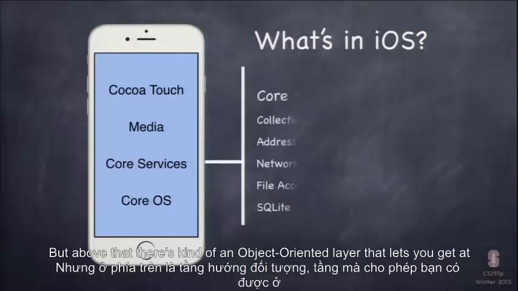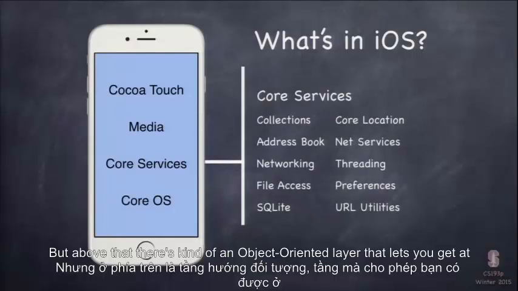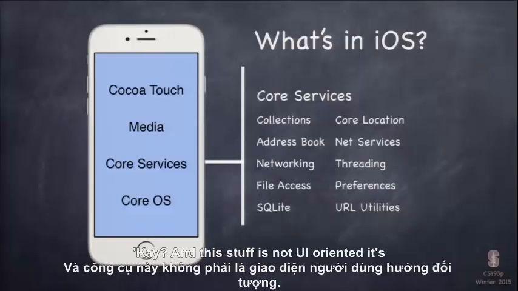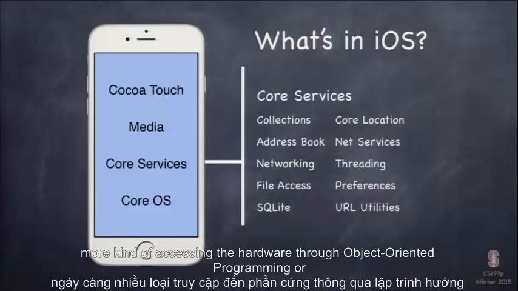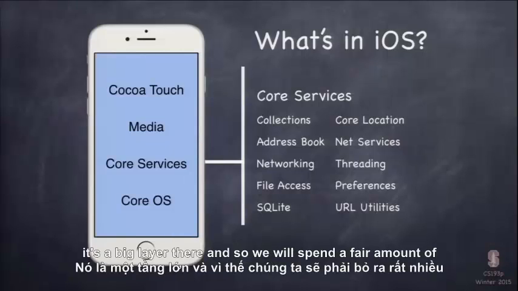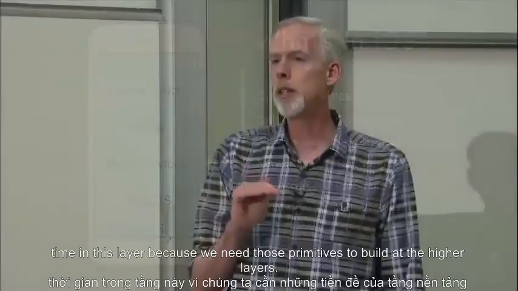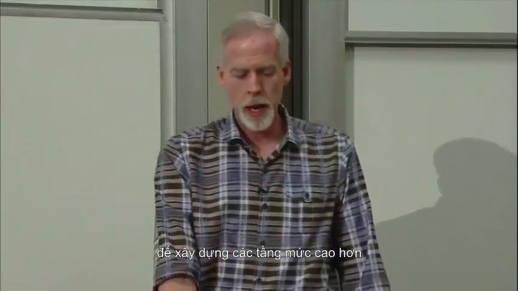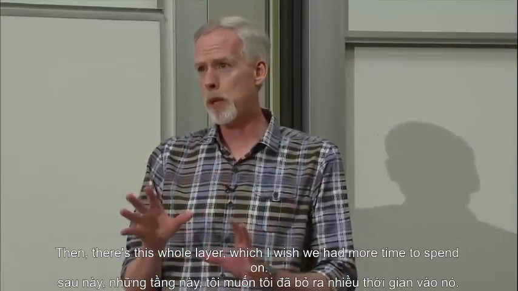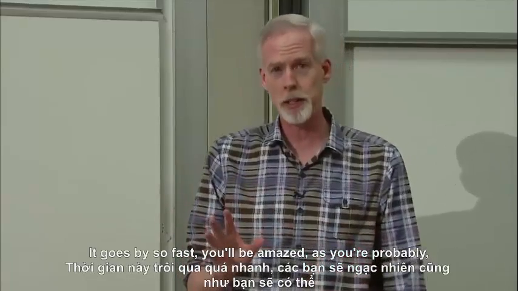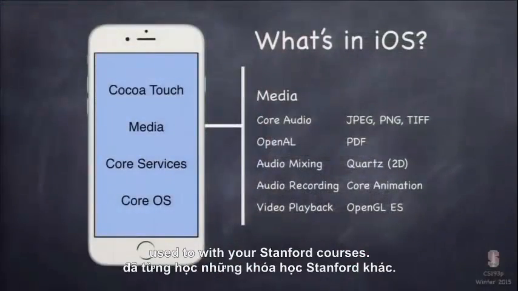But above that, there's kind of an object-oriented layer that lets you get at a lot of that stuff using object-oriented programming. And this stuff is not UI oriented. It's more kind of accessing the hardware through object-oriented programming or accessing networking through object-oriented programming. But it's a big layer there. And so we will spend a fair amount of our time in this layer because we need those primitives to build at the higher layers. And then there's this whole layer which I wish we had more time to spend on. We only get 10 weeks in this whole class. It goes by so fast, you'll be amazed, as you're probably used to with your Stanford courses.